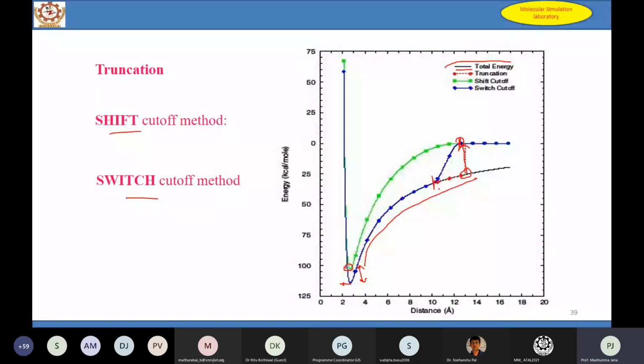Okay, so at least the energy, whatever change it is going to undergo, is happening smoothly rather than when you are using only truncation. Okay, so that is the difference when you are using the shift cutoff or some switch cutoff rather than the actual truncation.